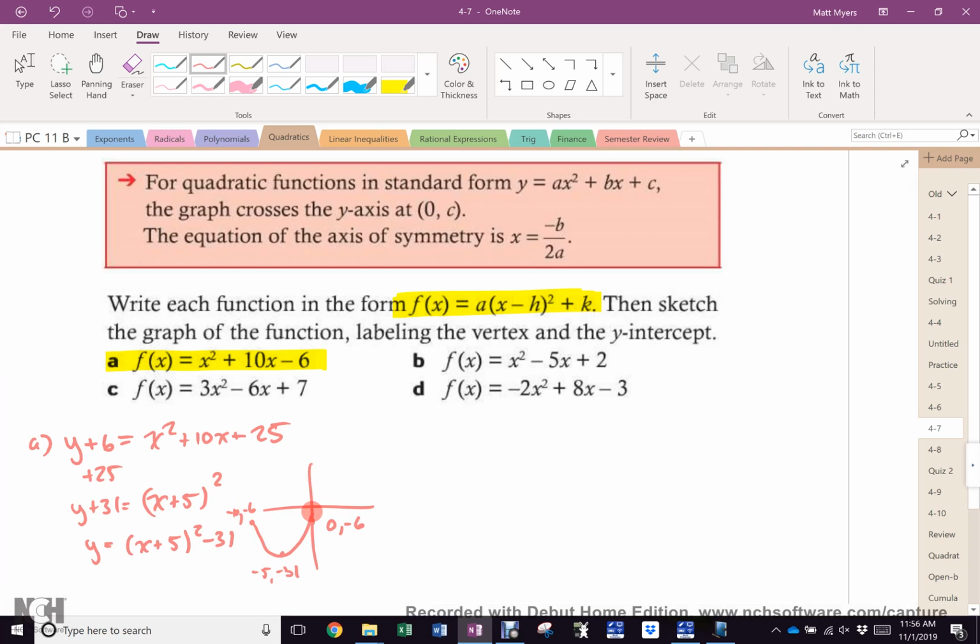And we check. I went over 5. I should go up 25. Is negative 31 to negative 6 25? So I did it right. Everybody good? Okay. Now let's look at B.